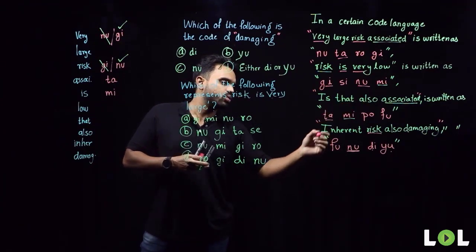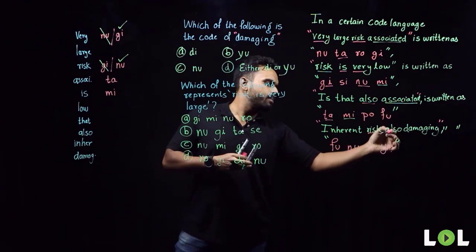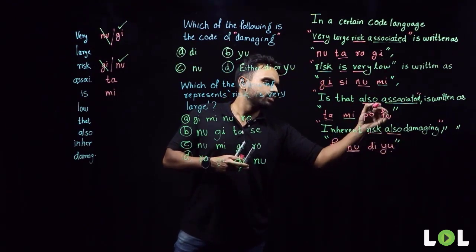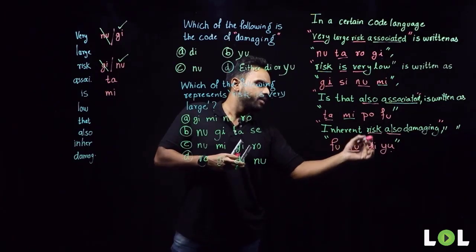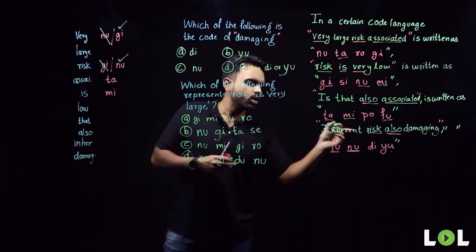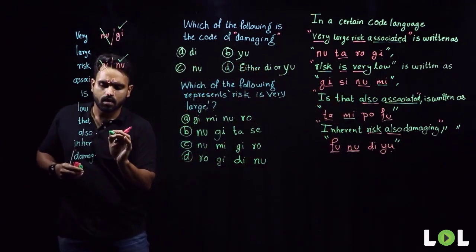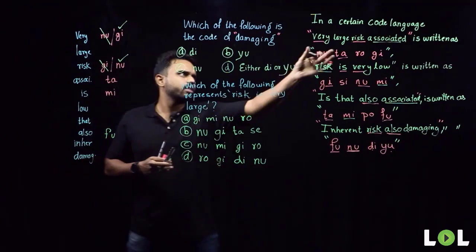Is that also associated? Is that also, I can see is in common in between these two. Yes, so I should have one in common in between the codes as well. So what is that? Fu. Yes, fu is in common, and fu will be also for sure. Now let's get back to the first statement.